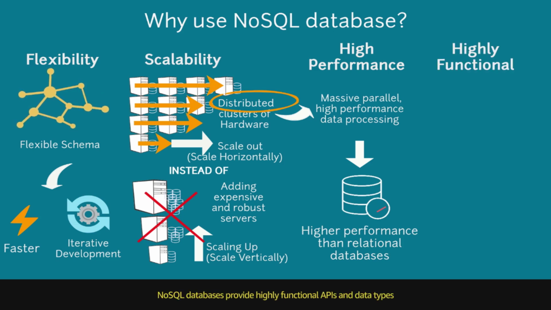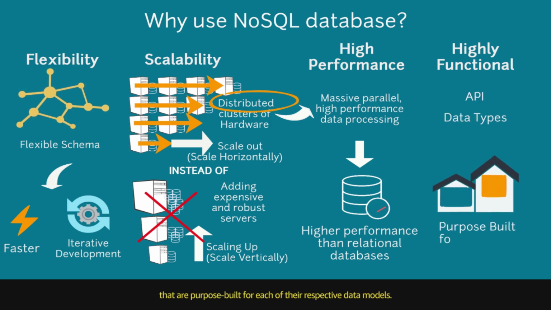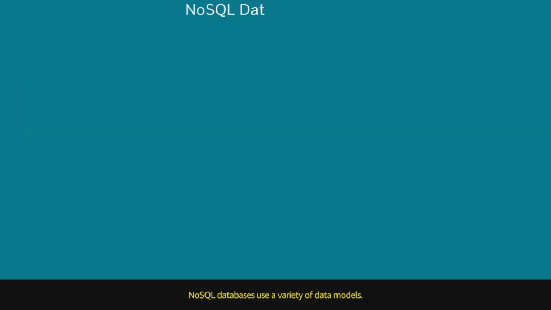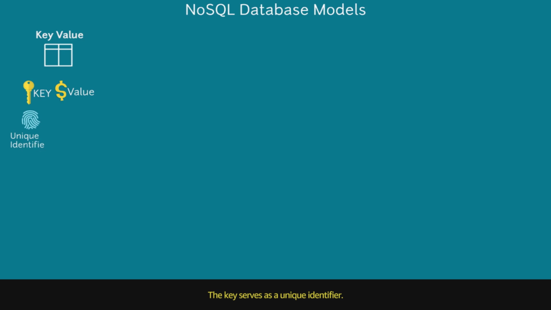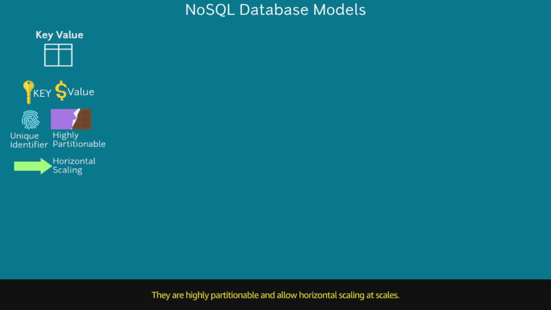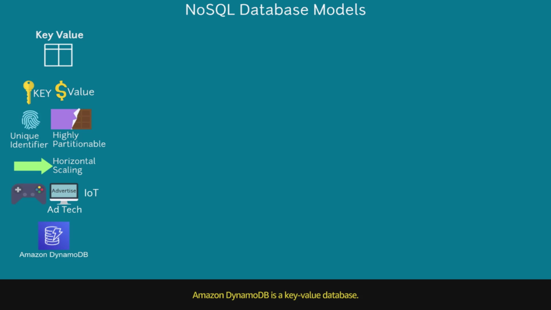Highly functional. NoSQL databases provide highly functional APIs and data types that are purpose-built for each of their respective data models. NoSQL databases use a variety of data models. Key value. A key value database uses a simple key value method to store data. The key serves as a unique identifier. They are highly partitionable and allow horizontal scaling at scale. Use cases include gaming, advertising technology, and IoT. Amazon DynamoDB is a key value database.